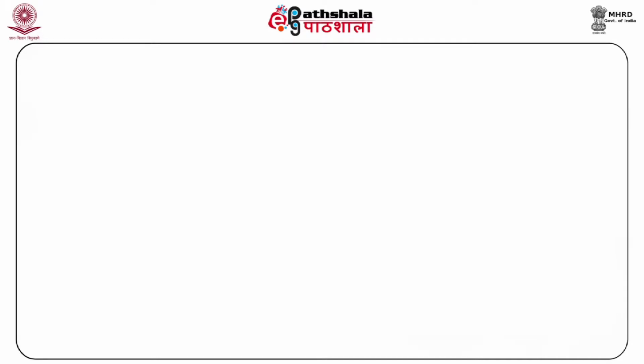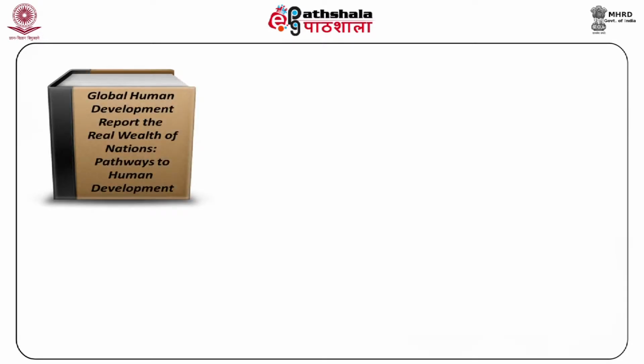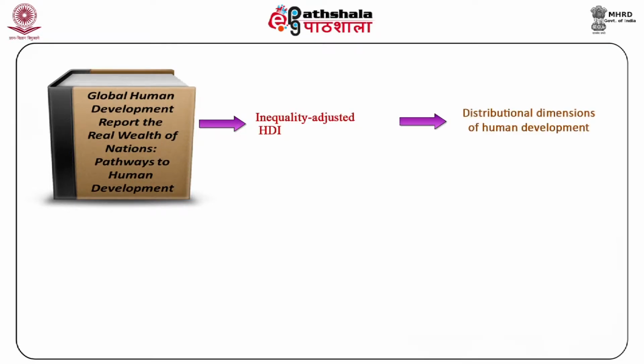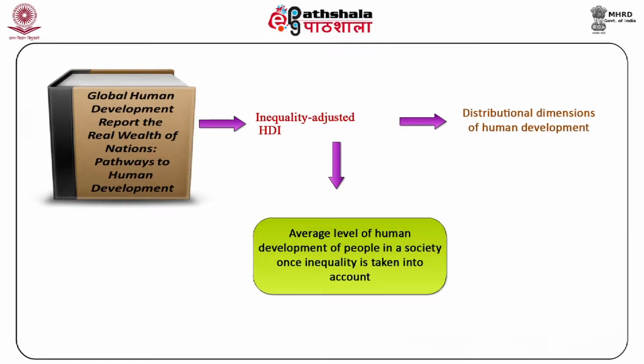The 2010 UNDP Global Human Development Report, The Real Wealth of Nations, Pathways to Human Development introduced a new index, the Inequality Adjusted HDI, aimed at capturing the distributional dimensions of human development. The Inequality Adjusted Human Development Index (IHDI) is a measure of the average level of human development of people in a society once inequality is taken into account. In this index, three dimensions of HDI, that is, income, education, and health, are adjusted for inequalities in attainments across people.